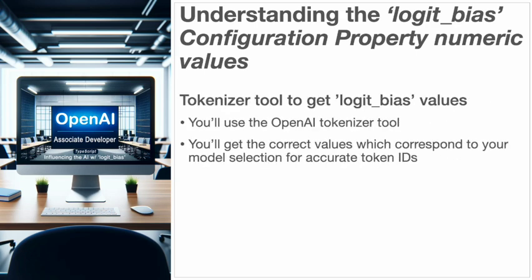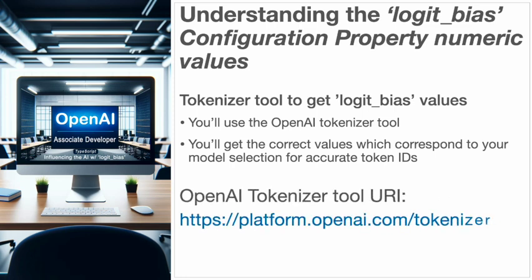The Tokenizer tool is an essential resource that helps you convert words and tokens into their corresponding token IDs for your logit bias configuration. To get started, let's first look at the Tokenizer tool. This online tool can be found at the following URL: https://platform.openai.com/tokenizer. Next, let's take a look at how to use this tool.